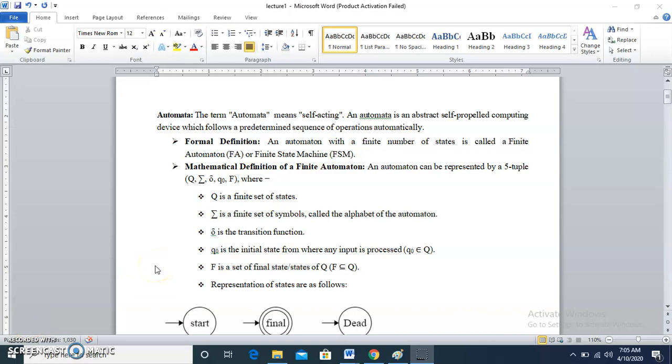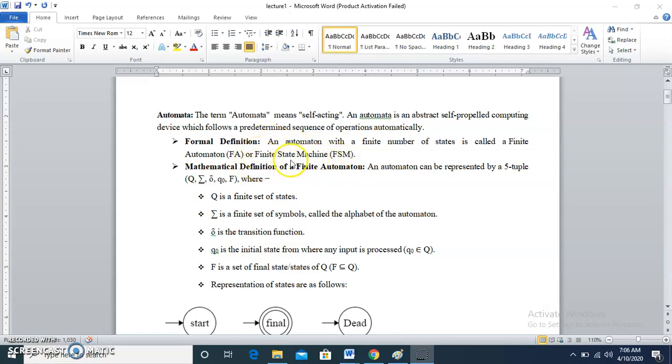Yes, students, today we are going to discuss the basic terminologies of automata. First of all, we discuss what is automata. Automata is basically a self-computing device that can follow a predetermined sequence of operations automatically. And automata is also known as a finite state machine, as its name indicates that it is a machine with a finite number of states. Clear?